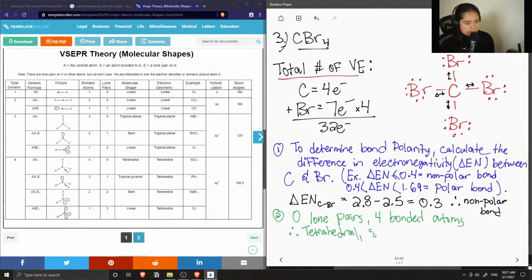So we know that this is a symmetrical molecule. And even though our bonds are nonpolar, we can even just double check to see if the molecule would be nonpolar, just also because these dipole moments would cancel each other out. So I'm just going to say that the molecule is nonpolar as well.